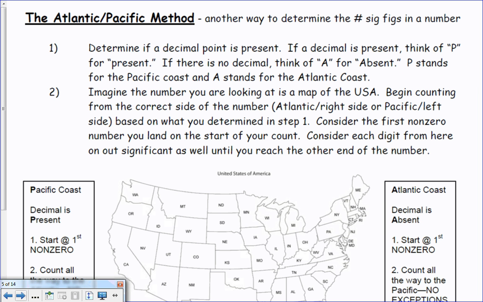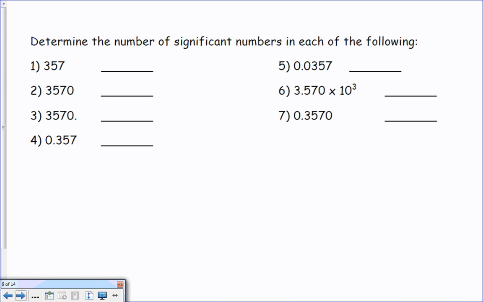This is the Atlantic-Pacific method. I want you to take a minute and read this, and I'm going to try and keep the video short. I'm just going to apply it to the practice, okay? You read it, you pause it, you read it, and then I'm going to go on now, so unpause.